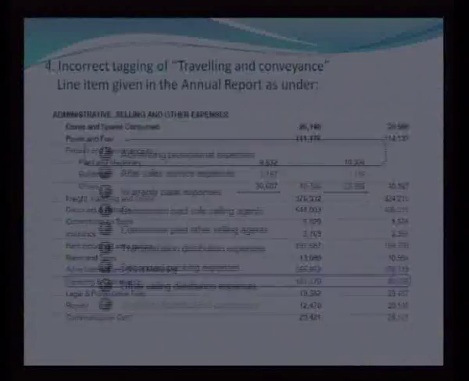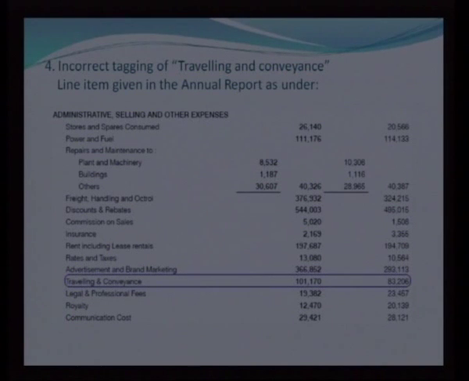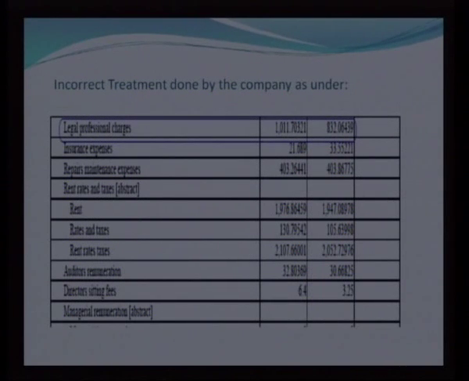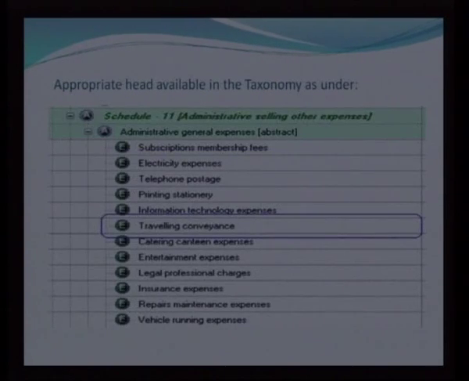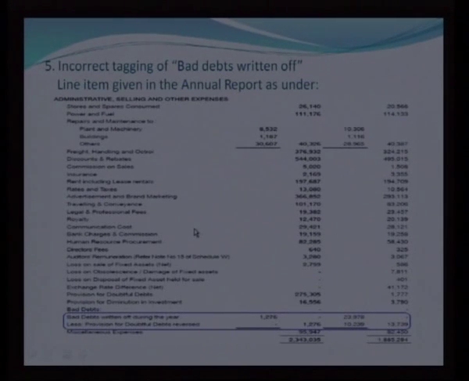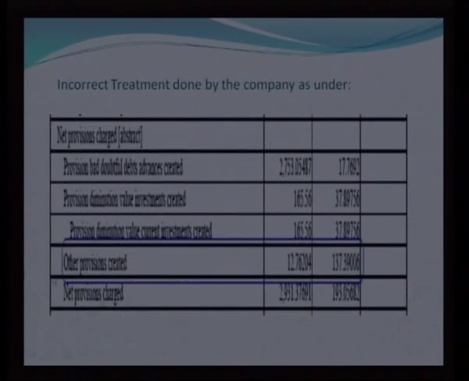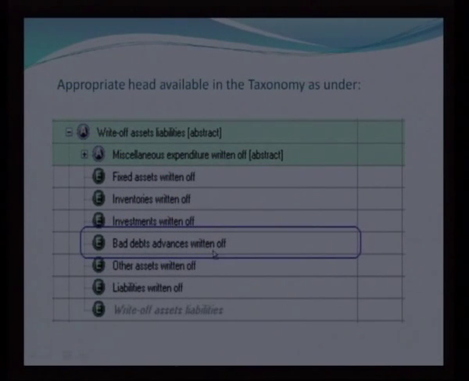Now here you can see traveling and conveyance is tagged with legal and professional charges, and a proper tag of traveling and conveyance is available to us. Bad debts: bad debt has been tagged with other provision created. You will say, okay, other provision created is quite okay. But when a specific tag of bad debts, advance written off is already provided, kindly use the correct tag.